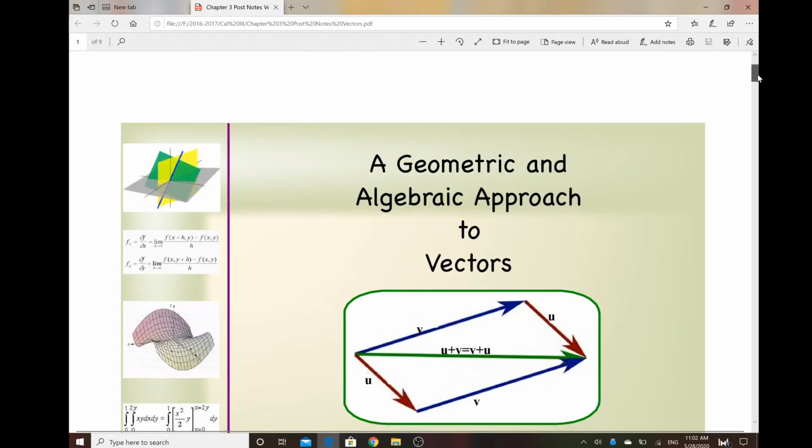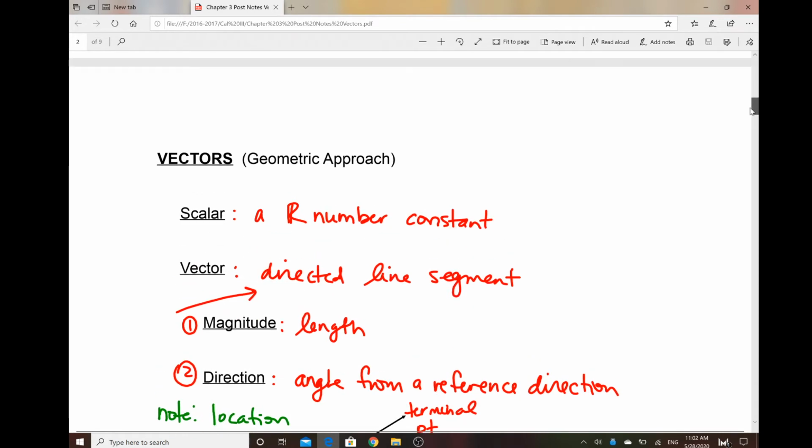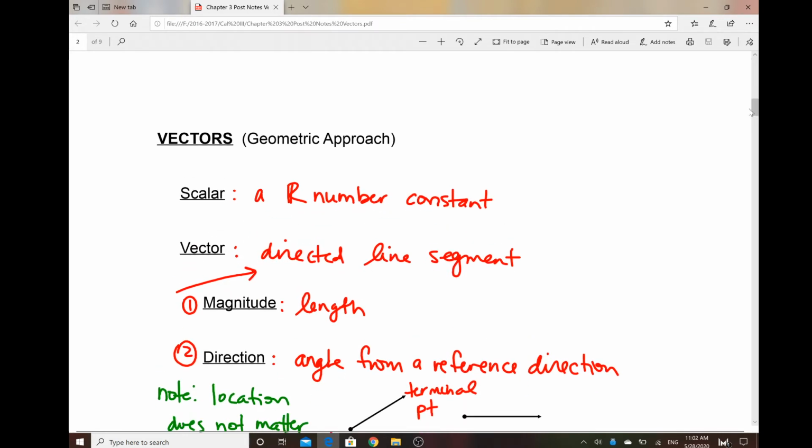So today we want to talk about a geometric and algebraic approach to vectors. So we do have a scalar. The definition of a scalar means it's a real number constant. What a vector is, is a directed line segment. So you guys do remember the ray in geometry? It shows the initial point, and it shows one direction.